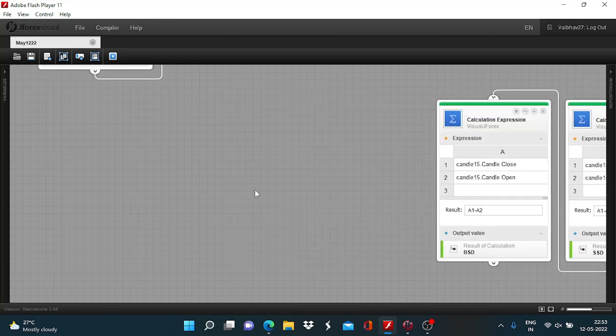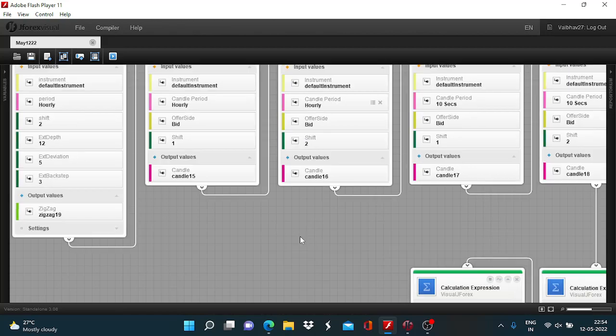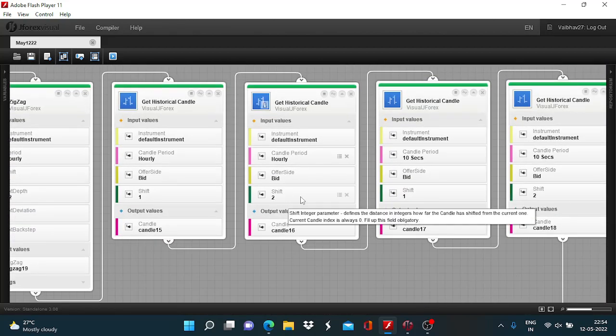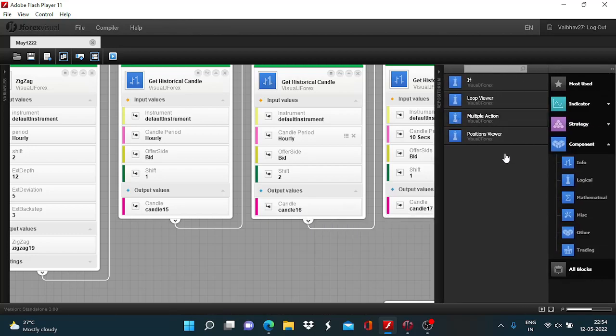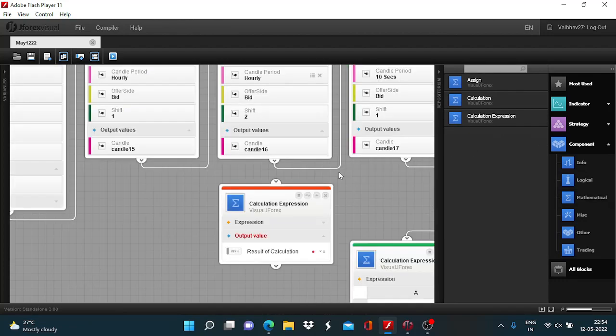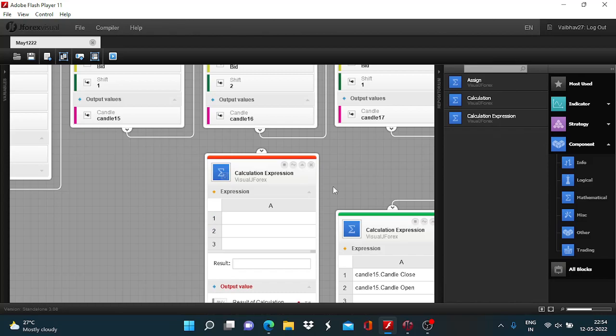I will now have to calculate the closing and opening price difference of the second last hour. So for that, I need to get these candle 16's candle close and open, and get the calculation done. For that, I am going to add one more calculation expression block.